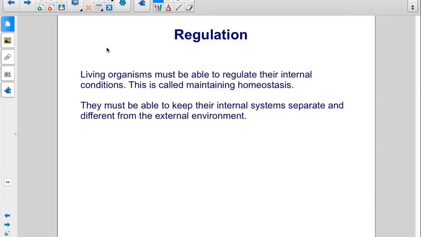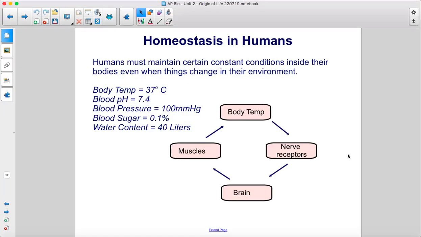Living organisms must be able to regulate their internal conditions. This is called maintaining homeostasis. They must be able to keep their internal systems separate and different from the external environment. Humans must maintain certain constant conditions inside their bodies even when things change in their environment.